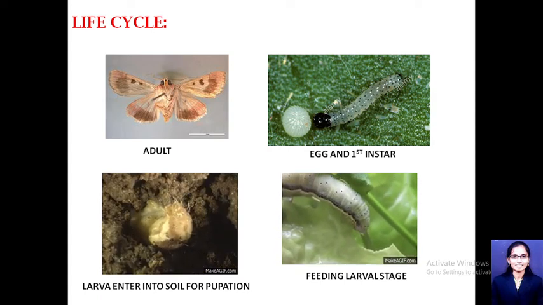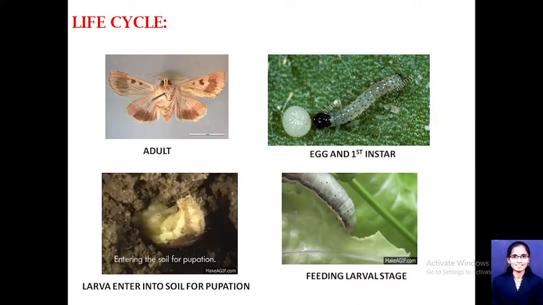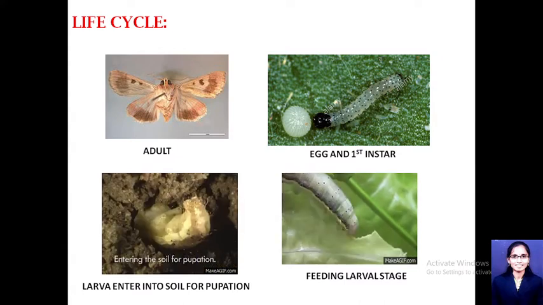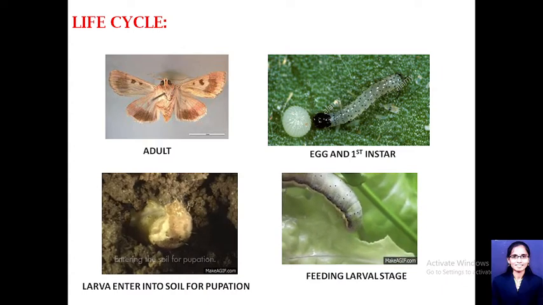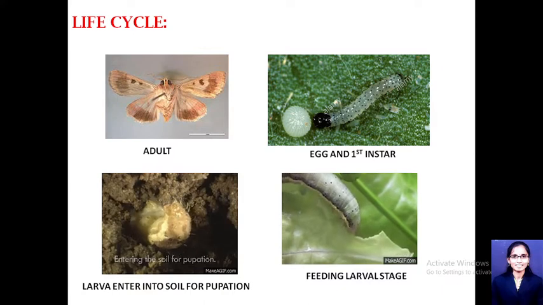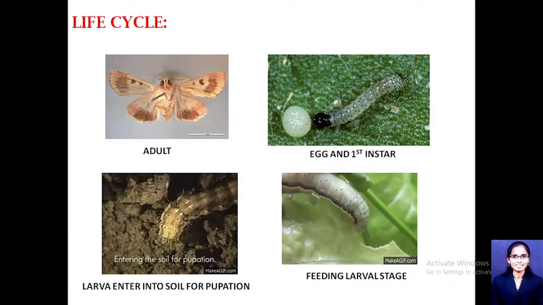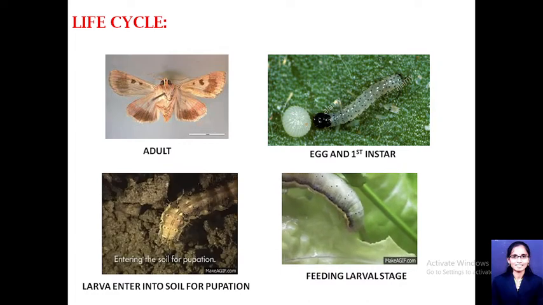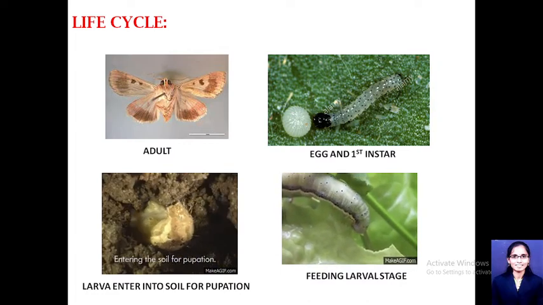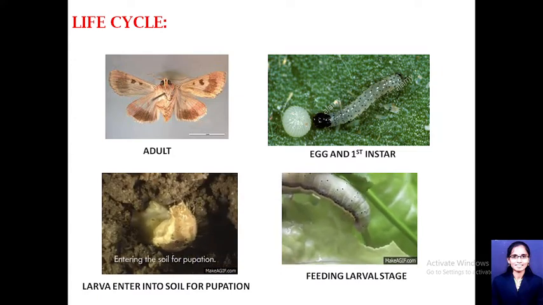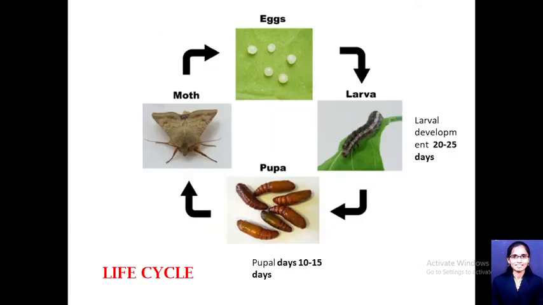And after the feeding stage, that larva will go to the resting stage so that it gets converted into the pupa. For pupation, that larva goes underground in the soil. It requires dark conditions where it can complete its process, and then it goes to the resting phase, that is, pupation. So this is the general life cycle of this insect.